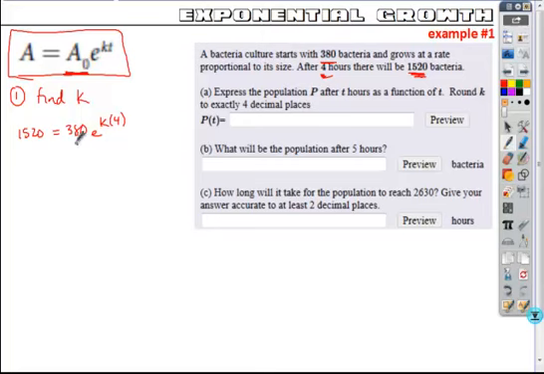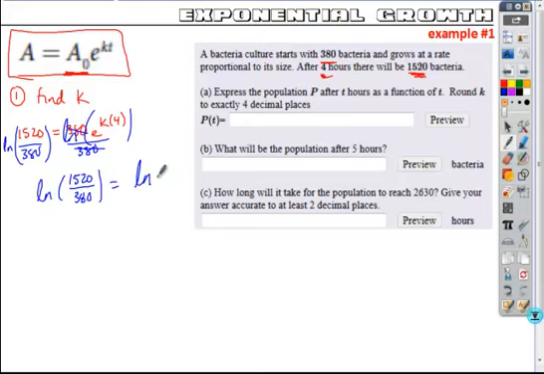In this particular problem, you can use the solve feature, or if you break it down, you're going to divide both sides by 380. You're then going to take the natural or common log of both sides. Since we have a base e here, I'm going to use the natural log, and that gives me ln of 1520 over 380 is equal to ln of e to the 4k. Remember, I can use the properties of powers inside a log and move that out front. So this 4k is going to be moved in front.